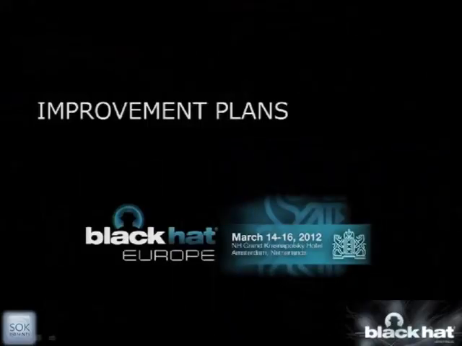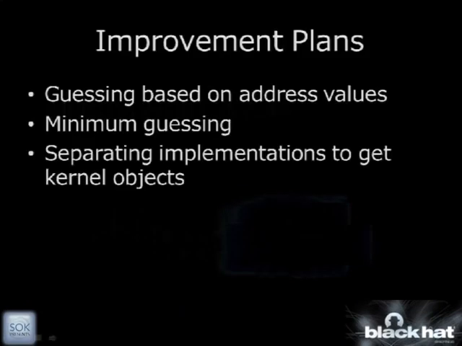As I explained until now, all analysis tools have room for improvement to prevent errors. So I propose a few improvement plans. There are 3 plans: guessing based on address values, minimum guessing, and separating implementations to get kernel objects.